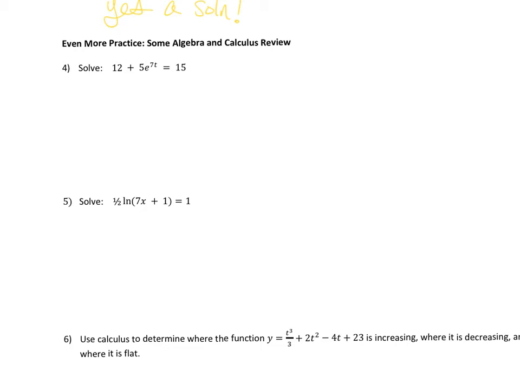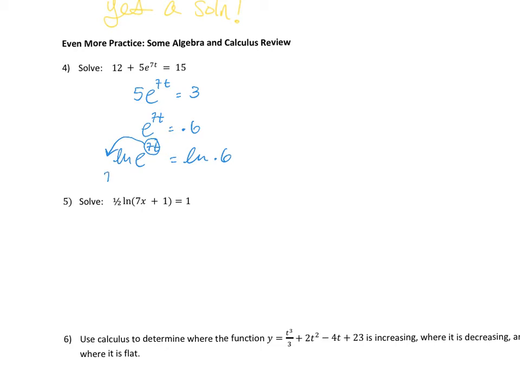So I'm going to isolate the exponential, so subtract 12 from both sides, and you get 5e^(7t) equals 3. Divide both sides by 5, e^(7t) equals 3/5 or 0.6. And then you take the log of both sides. Whenever your variable is in the exponent, you take the ln of both sides. So the ln of e^(7t) equals the ln of 0.6.